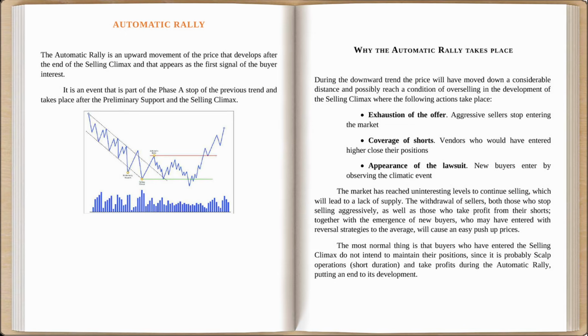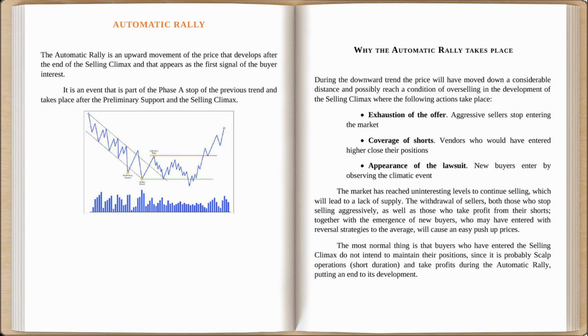The automatic rally is an upward movement of the price that develops after the end of the selling climax, and that appears as the first signal of buyer interest. It is an event that is part of the phase A, a stop of the previous trend, and takes place after the preliminary support and the selling climax. Why does the automatic rally take place?